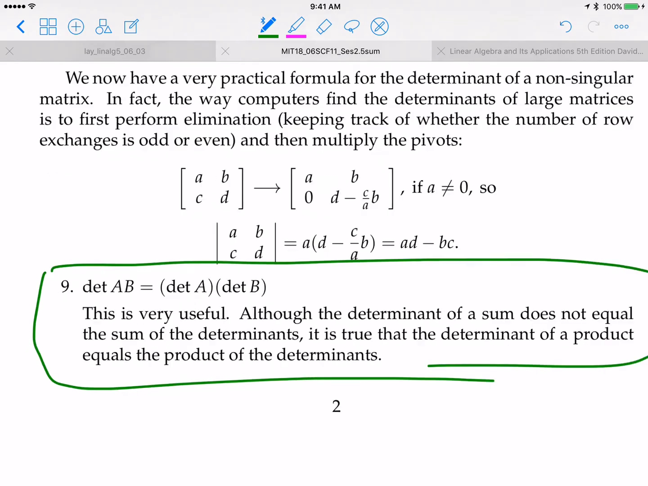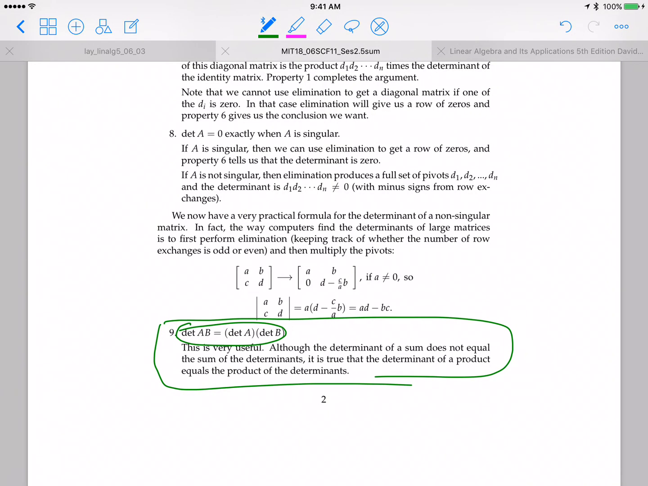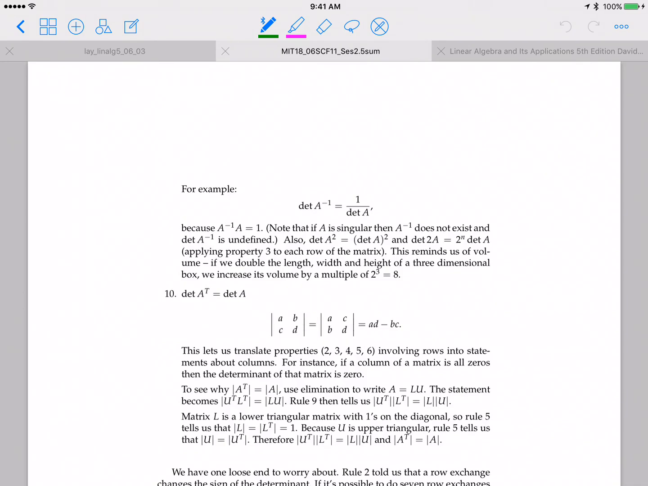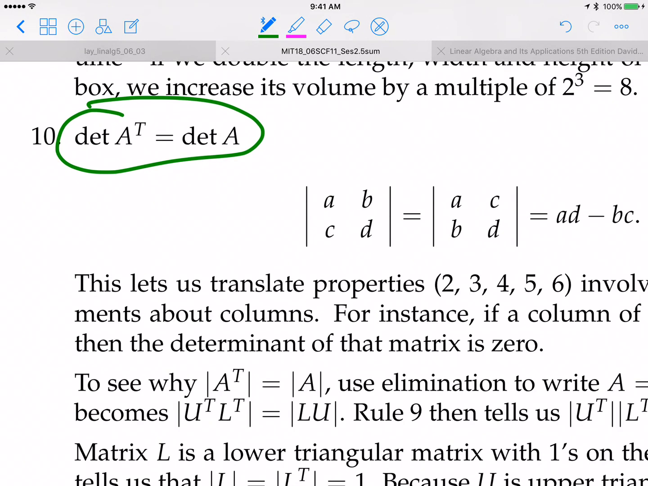But anyways, this one was not proved, but your book is showing some proof through elementary transformation. But this is also not fully intuitive. So let's just take it for granted. And then the student's question was about number 10. The determinant of A transpose is the same as the determinant of A. How can we prove that?